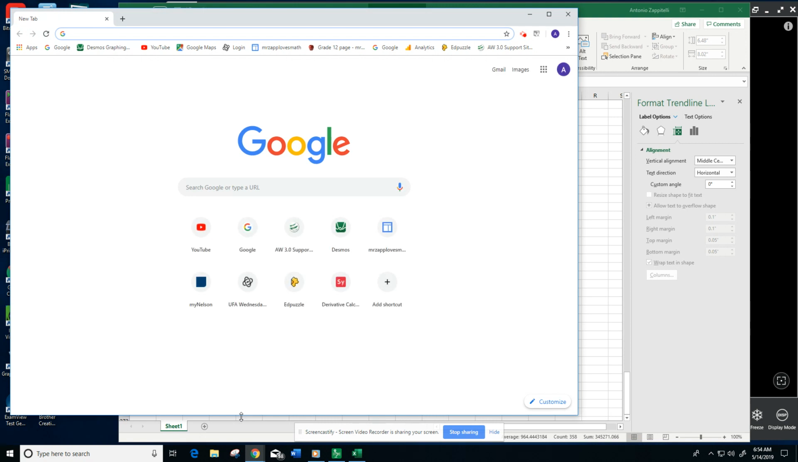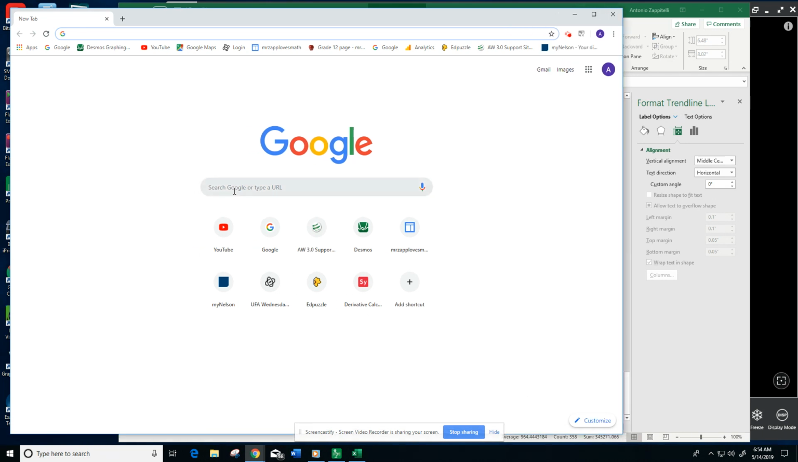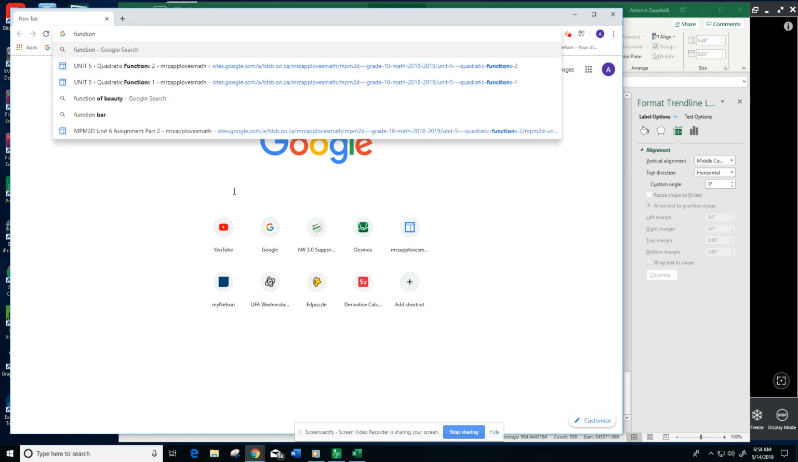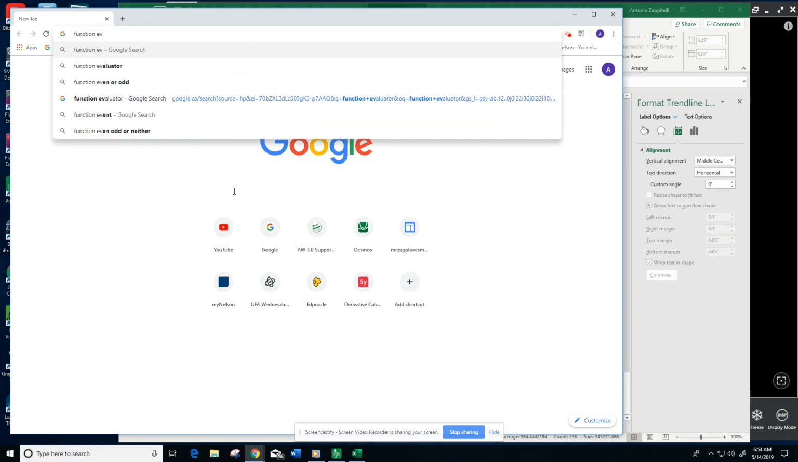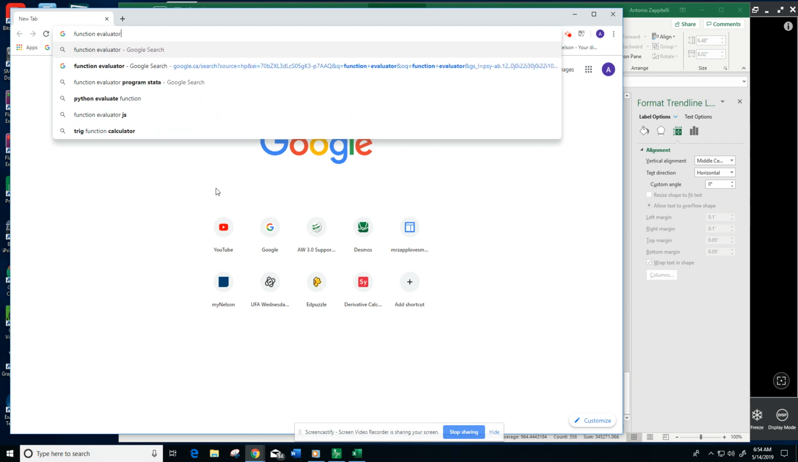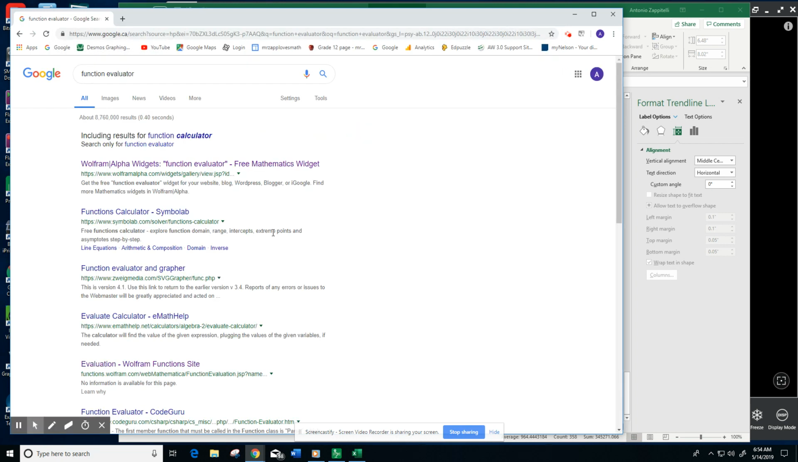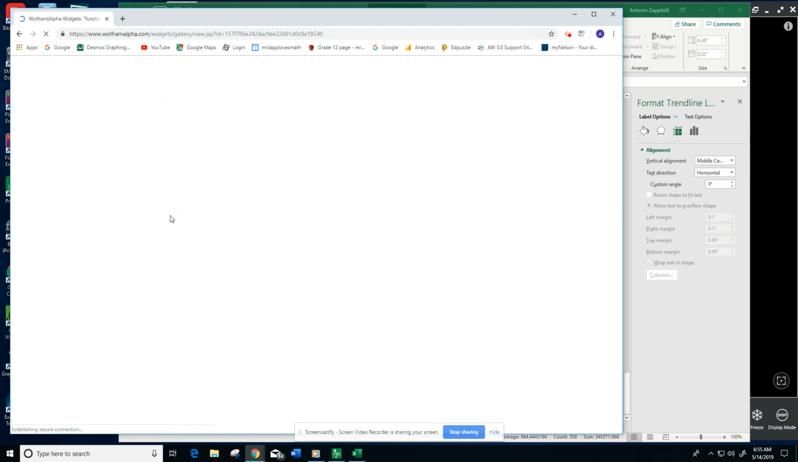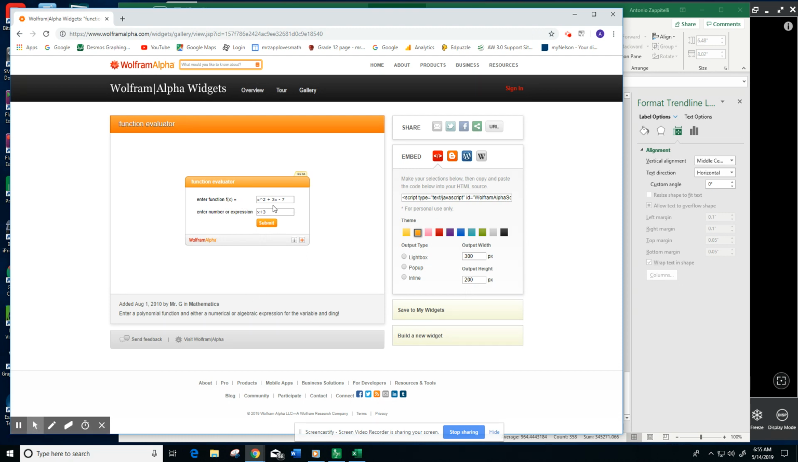Okay, so let's go to Chrome. And the first thing that you're going to look for, for the first part, for inputting an x value, is a function evaluator. Okay, so let's see what happens. So what I want you to do is look for this Wolfram Alpha widget. This is the one that's best to use. So go here, and what you're going to do is enter your function, and then enter the value you're looking for.